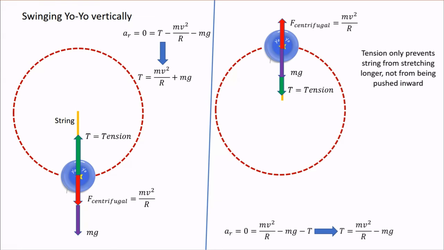So instead we can write these equations. If the centrifugal force is greater than the gravity force, or equal to it, the string will be held taut, and we can write the equation that we solved for. If, however, the gravity force is greater than the centrifugal force, then there will be no tension force, and there will be an inward acceleration determined by this equation.